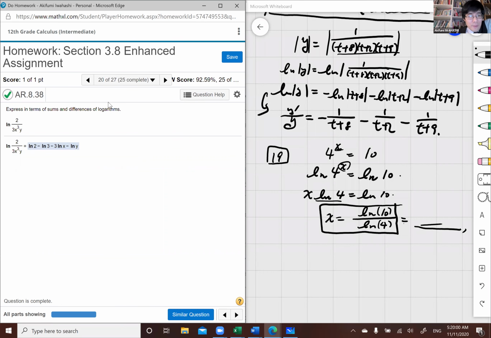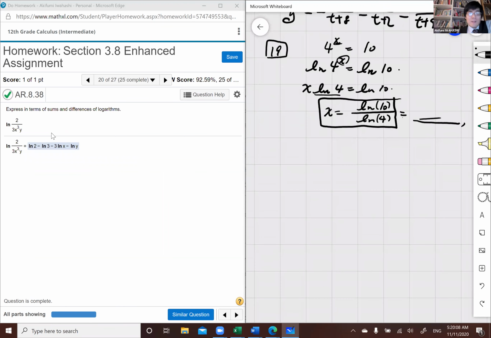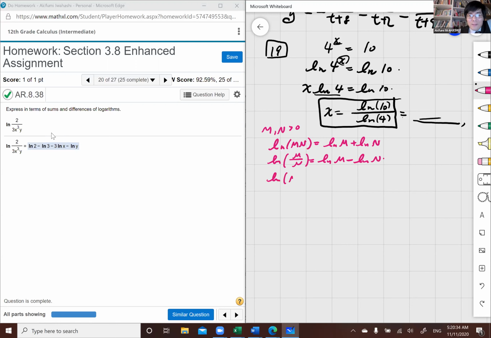Okay, this is just a review question, which I have already done several times. Just rewrite it into the difference or sum of the logs. Remember 3 things. When you have a product of m and n inside ln, it can be written as the sum of the logs, assuming they are positive. When you have a quotient like this, you can write it as the difference of the logs. And when you have an exponent like this, it becomes a product.